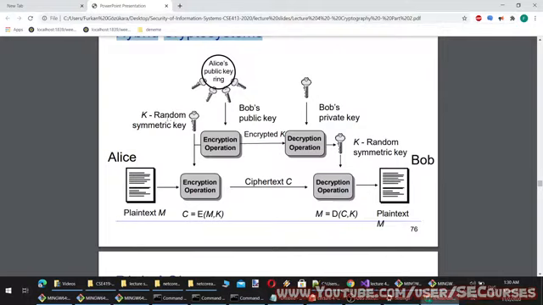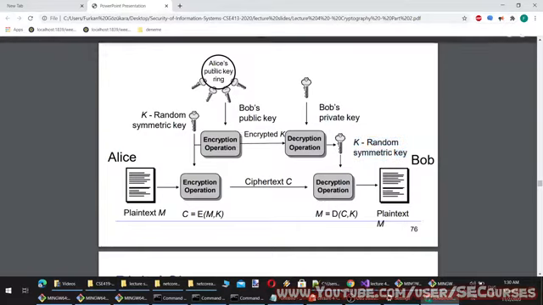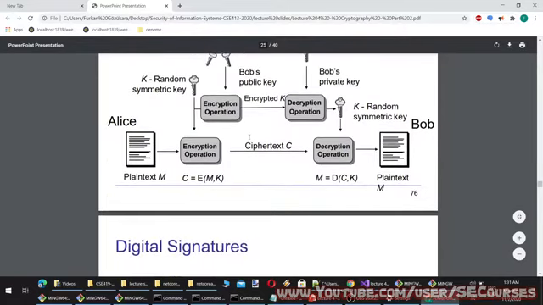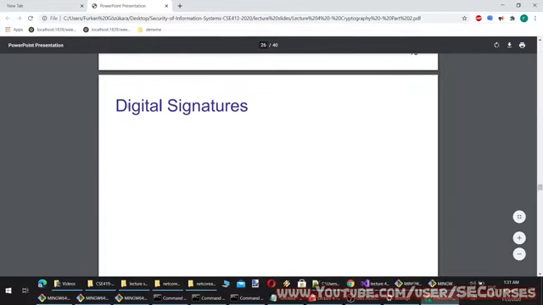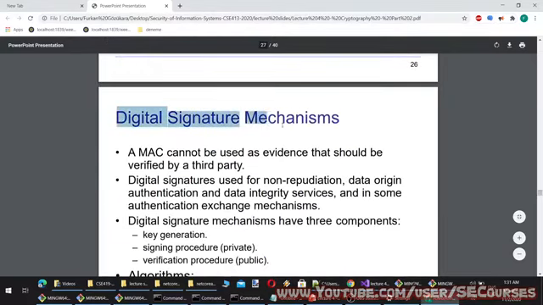Confidentiality services, hybrid cryptosystems. So Alice uses a random symmetric key to encrypt the text and sends the ciphertext to Bob, and Bob uses that random symmetric key to decrypt it, and the random symmetric key is encrypted with Bob's public key and decrypted with Bob's private key, based on the Alice public key ring. I think this is what TLS uses, and there are digital signatures.